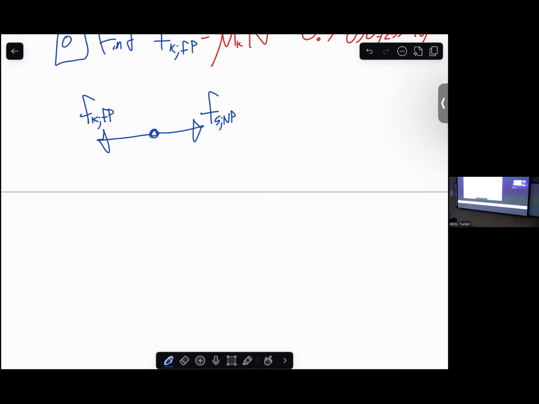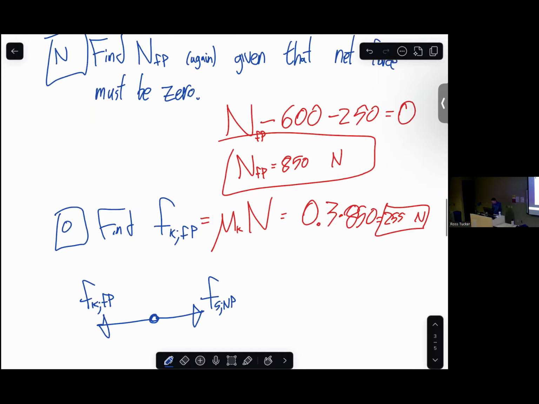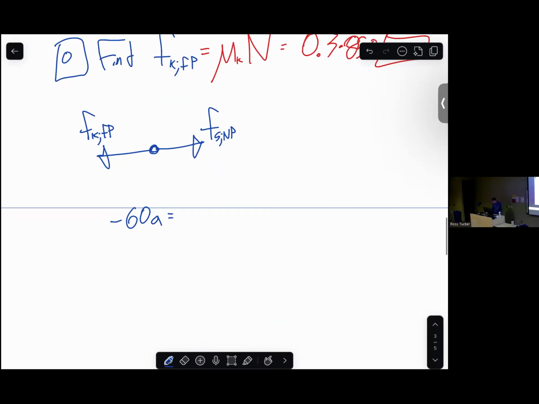I could write an equation then. My acceleration times my mass, 60 times A, had better darn well equal the, let's say, I would actually want to say that that is in the negative direction, right? I am accelerating backwards. I'm going to let A be the magnitude of the acceleration there. Negative 60A is the net force acting on me. Equals, what did I find the kinetic friction is? 255? Wait, am I plugging this in backwards? I am.